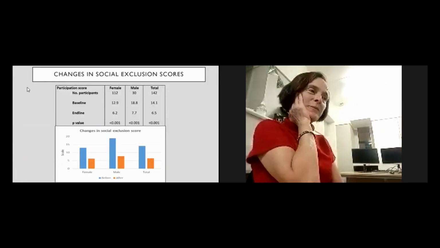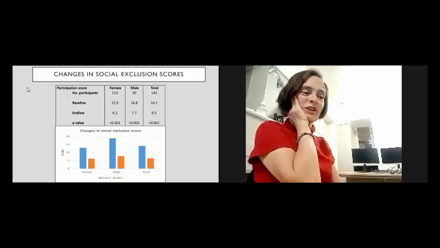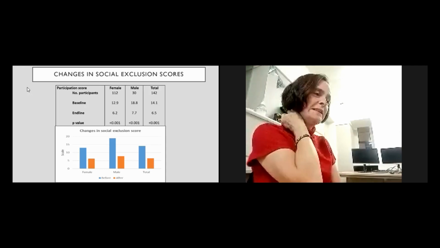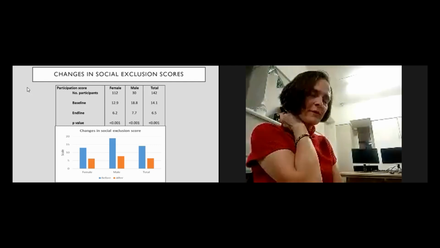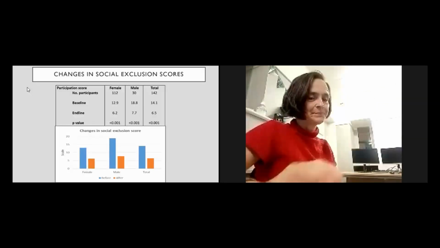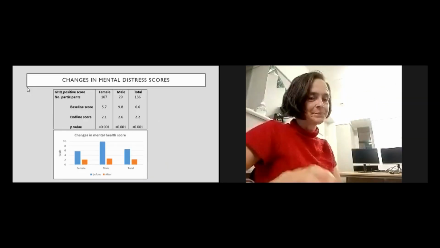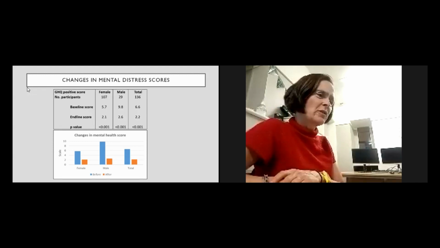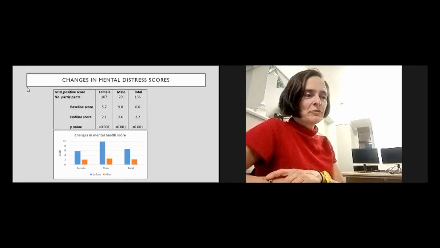And so here's some of the outcomes. We found that there were some really significant changes in the social exclusion measure. So the blue is what was at the baseline and the orange is afterwards. And you can see that particularly young men moved from 18 down to, I think it was 7 or 8. So a huge drop in their perception of their social exclusion. We used a measure, GHQ 12, and you can see that again, there are big changes where they had been quite mentally distressed, and this became a lot lower after participation.